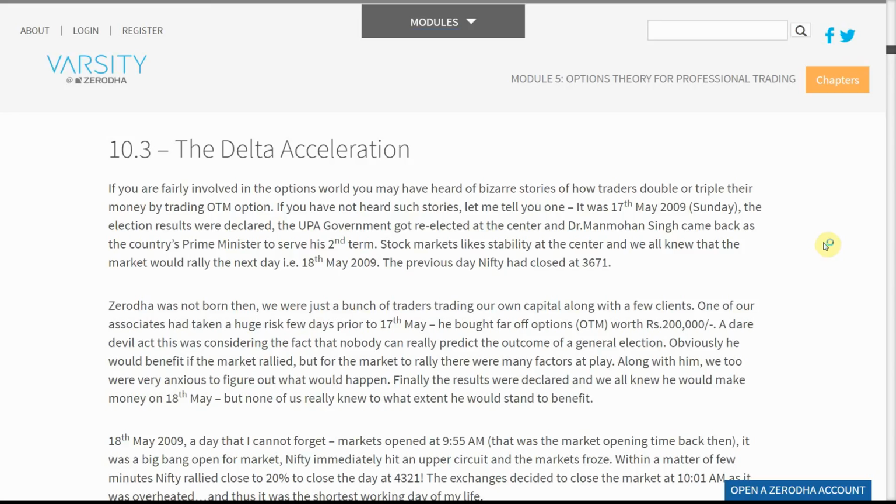The election results were declared. The UPA government got re-elected at the center and Dr. Manmohan Singh came back as the country's Prime Minister to serve his second term. Stock markets like stability at the center, and we all knew that the market would rally the next day, i.e., the 18th of May 2009.